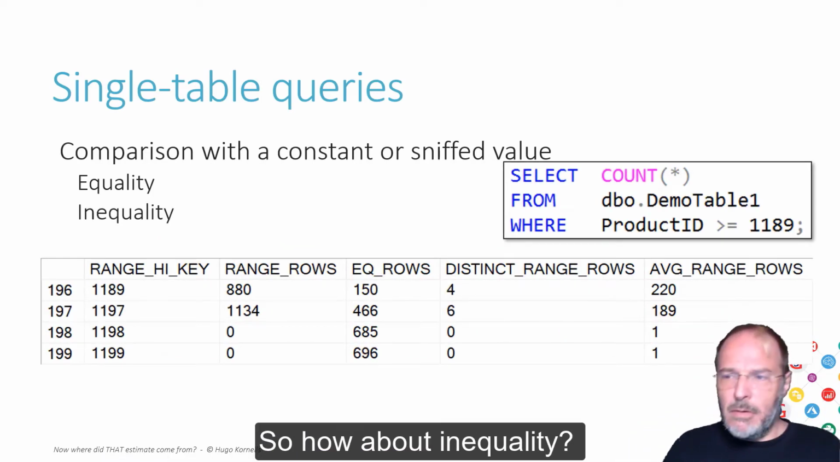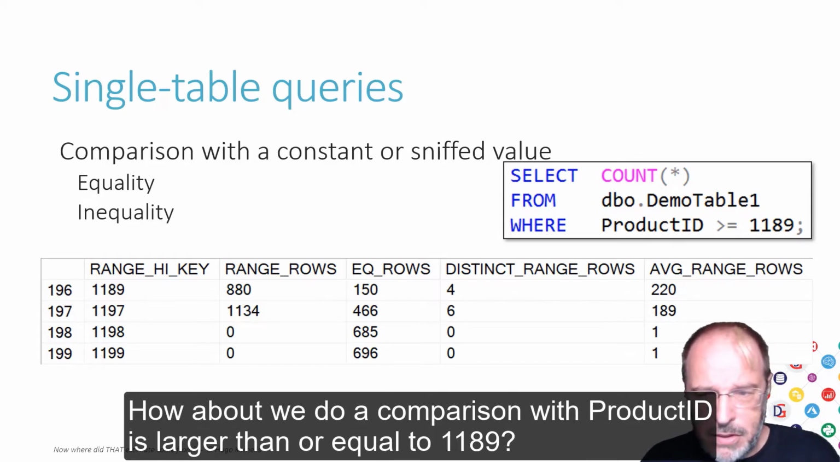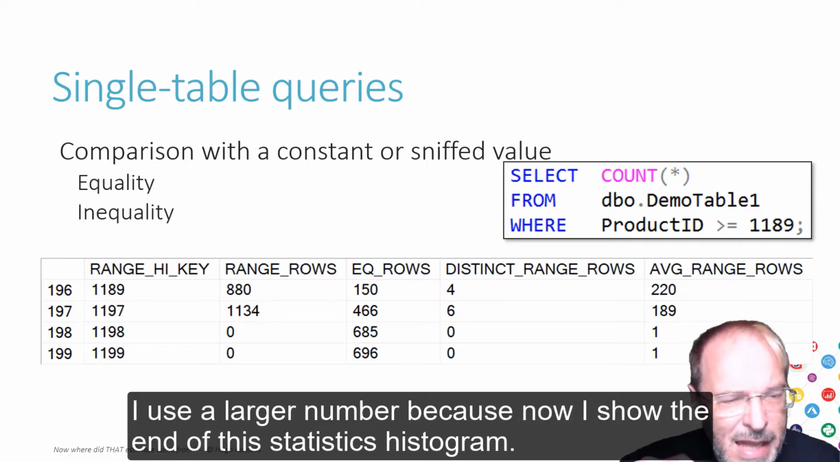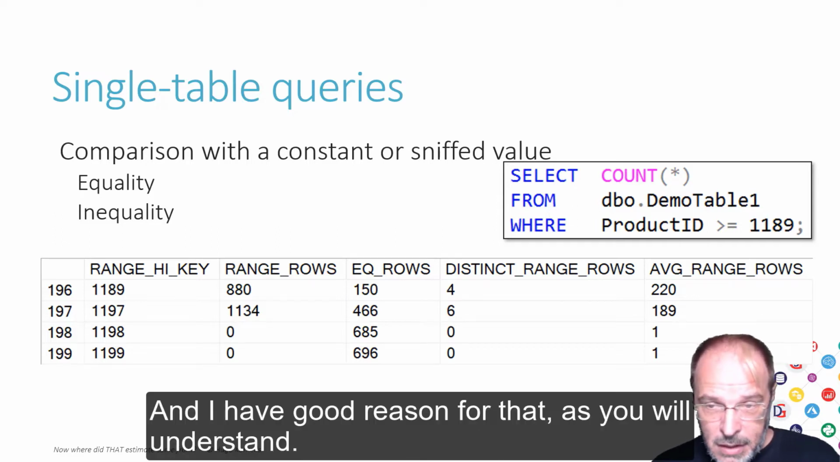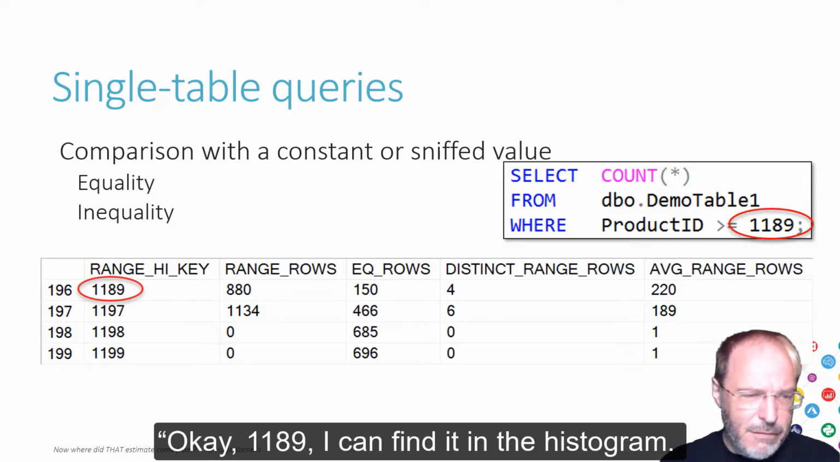So how about inequality? How about we do a comparison with product ID larger than or equal to 1189. Now I use a larger number because now I show the end of the statistics histogram, the last few steps. And I have good reason for that, as you will understand. When SQL Server has to do this, it looks at the histogram and it says, okay, 1189, I can find that in the histogram.